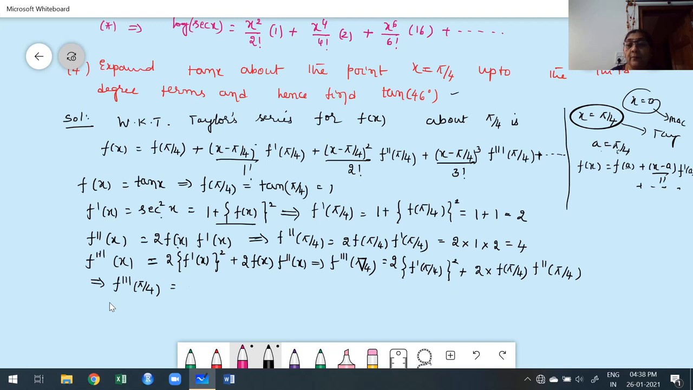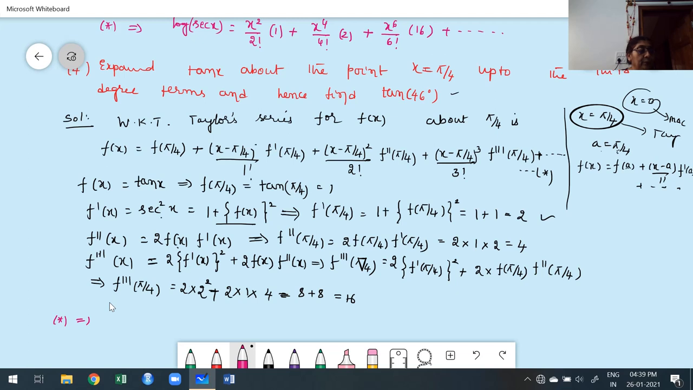Nothing but, automatically we get after the simplification for this, 2 times of, what is f dash of pi by 4? What is my f dash of pi by 4? This is 2. 2 square, correct? F dash of pi by 4, whole square is 2 square, okay. Plus 2 into f of pi by 4. What is f of pi by 4? It is 1. F double dash of pi by 4 is 4. Okay. 8 plus 8 is nothing but 16. Now, if you want to take this as star, now I have to substitute these values in star.